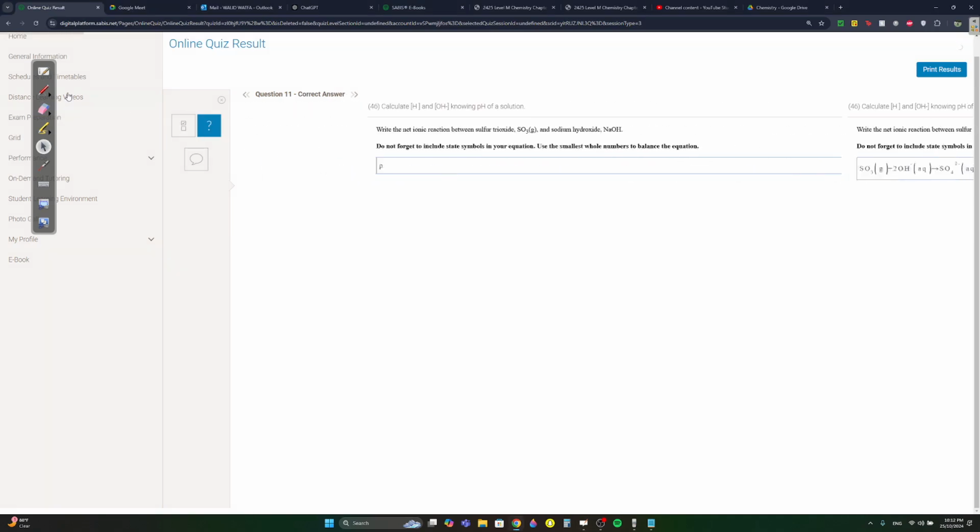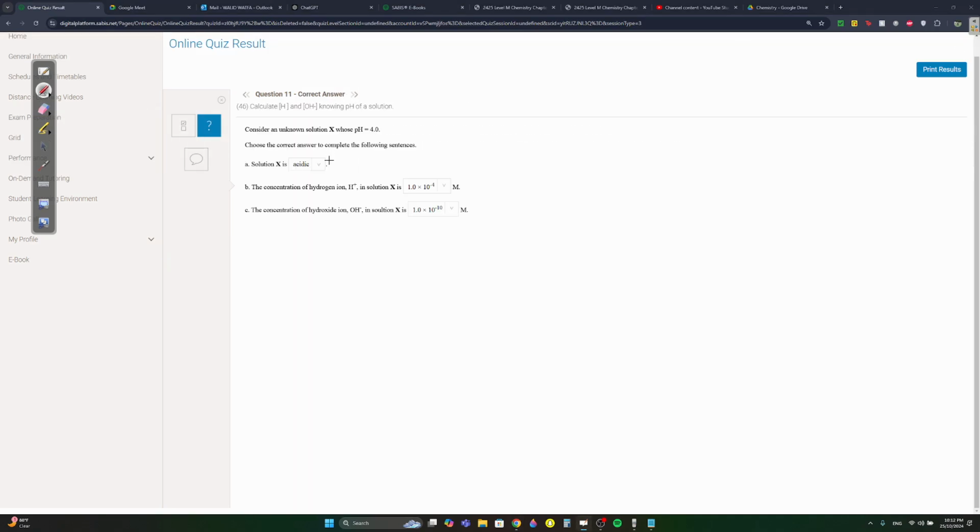Question 11. You have an unknown solution whose pH is 4. Obviously, if its pH is 4, then it's acidic. And then they ask for the concentration of H plus. If you're given the pH, the concentration of H plus is 10 to the power of negative pH. In this case, it's just going to be 10 to the power of negative 4. You don't even have to calculate.